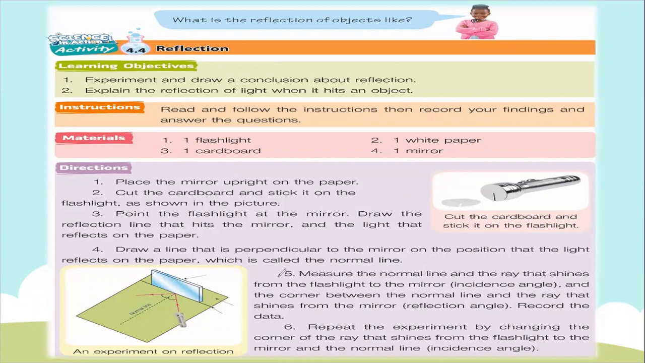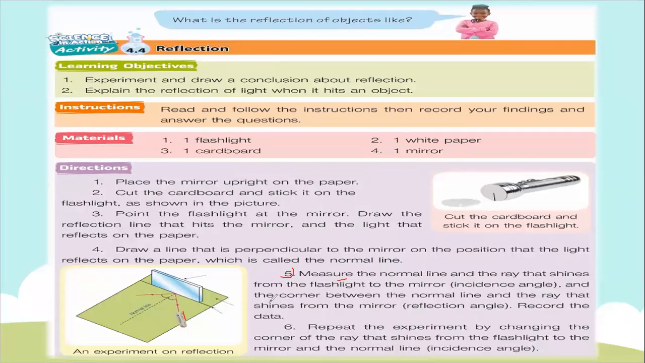All right, now number five, what we have to do, we have to measure the normal line and the ray that shines from the flashlight to the mirror. Here we already have one line. The light which comes out of the flashlight, we call that the incidence angle. So we draw a line on that.